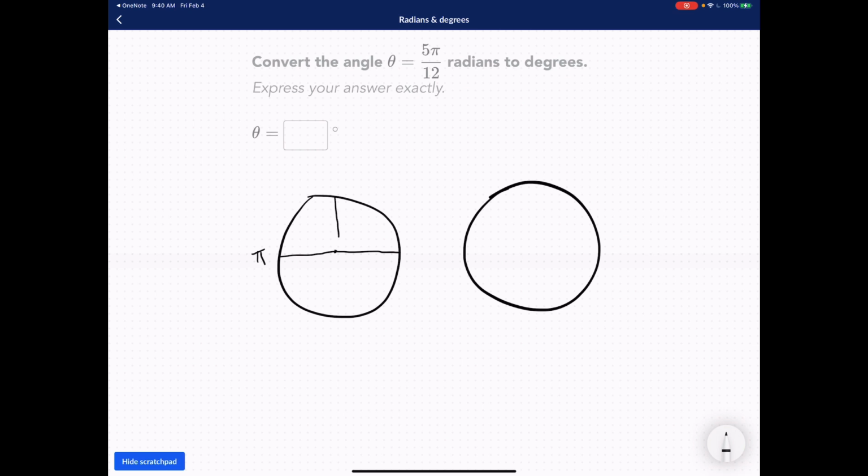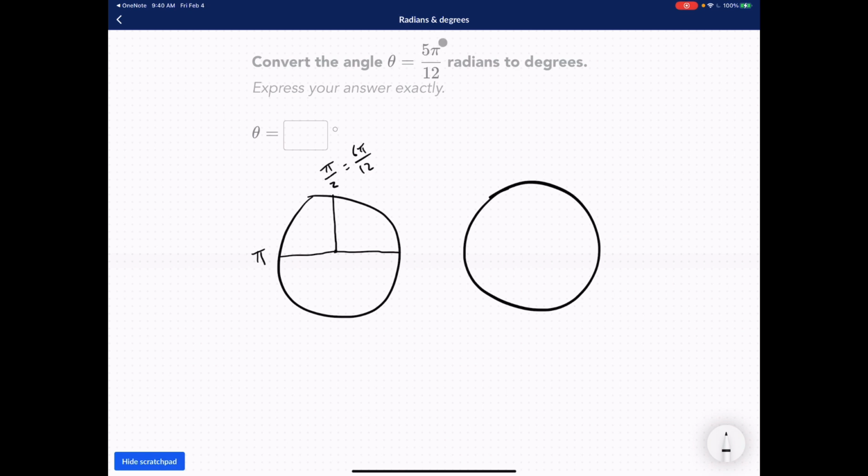And this right here is pi over 2, or half a pi. Half a pi is the same thing as 6 pi over 12, right? Because 6 over 12 simplified is just 1 over 2. Therefore, pi over 2 is equal to 6 pi over 12.